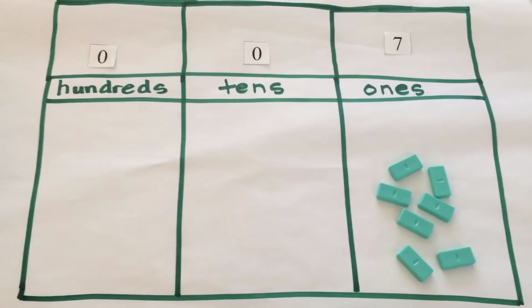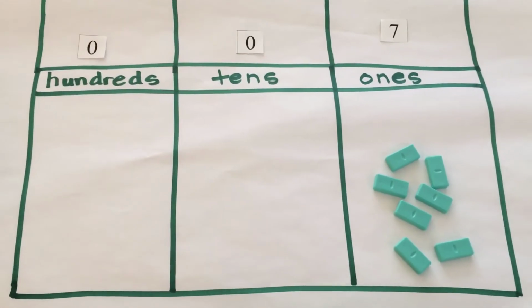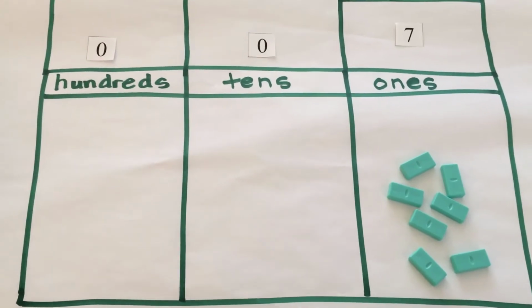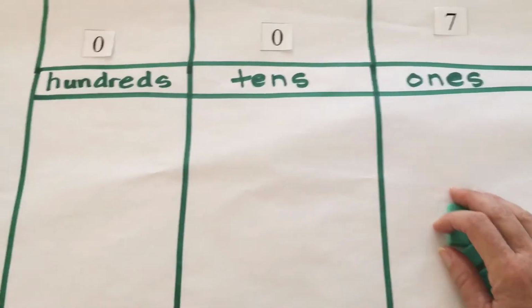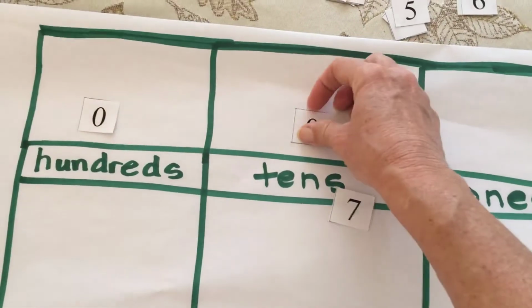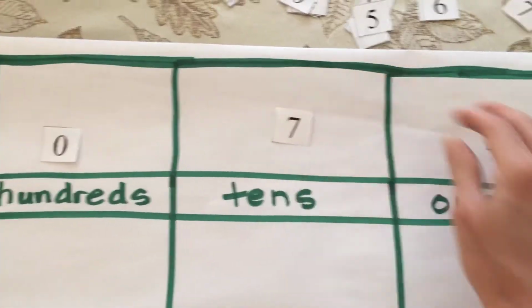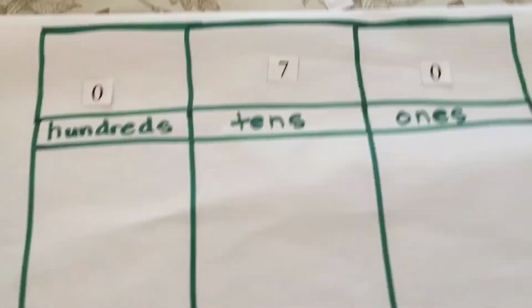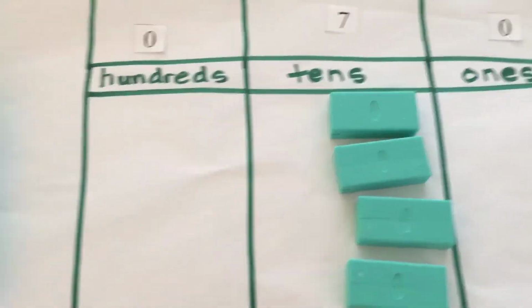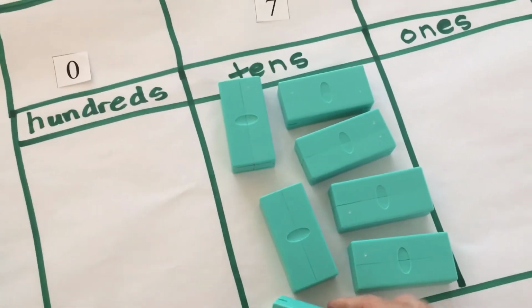Now if I said, okay, I really didn't want 7, I really wanted 70. Can you show me 70? How can I do 70? And then I would take these and I would say, okay, I need to switch these two and put the 7 over here and the 0 over here. And then I can get out 7 tens.